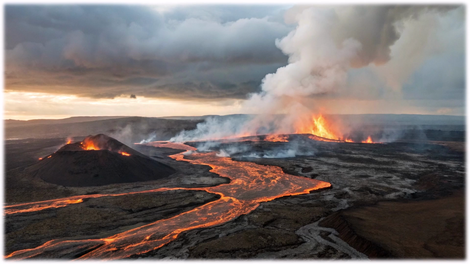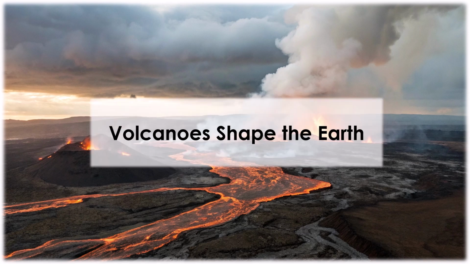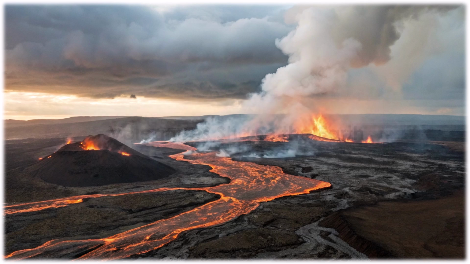As Earth cooled, volcanoes erupted all over the place. They spewed lava, ash, and gases into the air. These gases were important because they would later create Earth's first atmosphere. The landscape was wild and fiery.